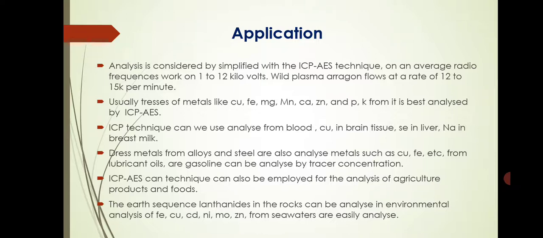ICP techniques can be used to analyze metals in blood, Cu in brain tissue, As in liver, Na in breast milk. Trace metals from alloys and steel are also analyzed. Metals such as Cu, Fe, etc. from lubricant oils and gasolines can be analyzed at trace concentrations. ICP-AES can also be employed for the analysis of agricultural products and foods. The rare earth lanthanides in rocks can be analyzed, and in environmental analysis Fe, Cu, Cd, Mn, Zn from sea waters are easily analyzed.